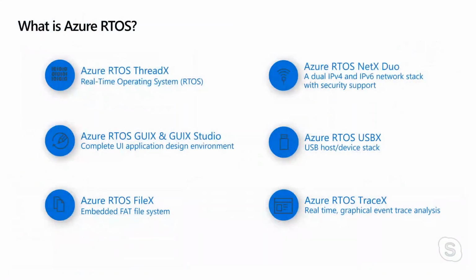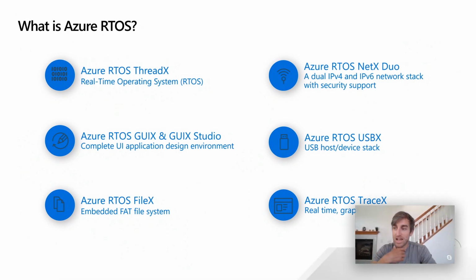So Azure RTOS is composed of, well, these are 6 components here, but it's really only about 5 of these. Obviously, we have ThreadX, which is a real-time operating system kernel. So everything runs on top of ThreadX. We've got NetX and NetX Duo, our TCP, IPv4, and IPv6 stacks. Really, I'm just going to focus on NetX Duo, which is a dual IPv4 and IPv6 stack.